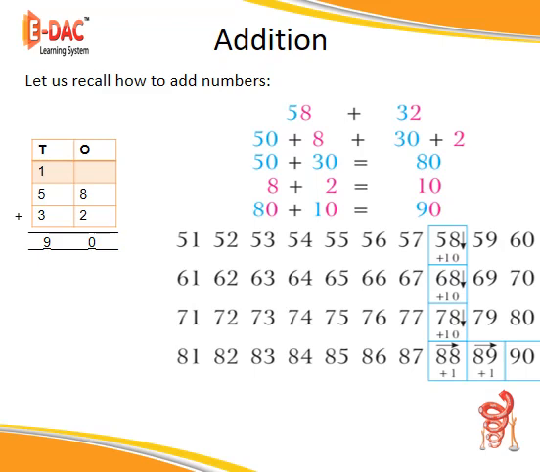Then we will put 8 and 2 together and we will add them and we will get 10. Now we have 80 and 10. Again, we will add these both numbers and we will get 90.